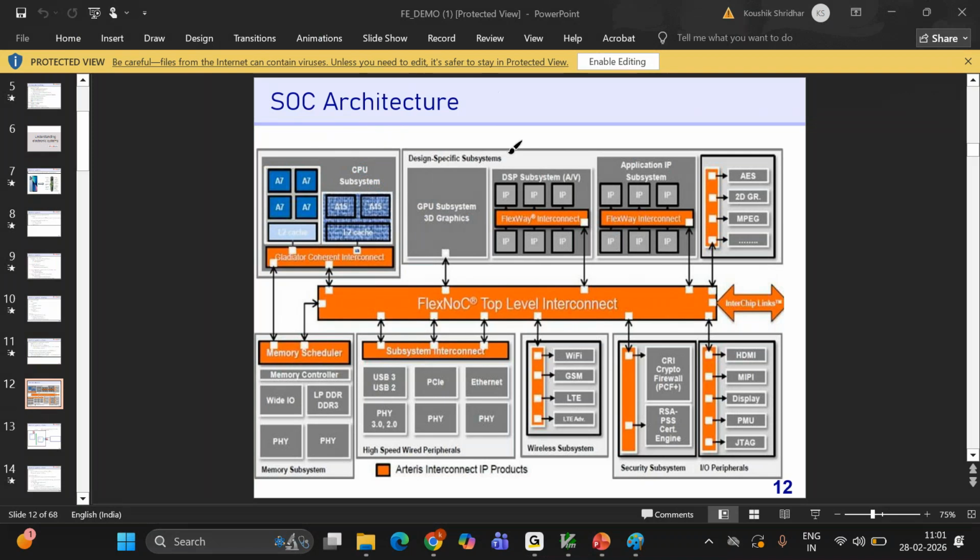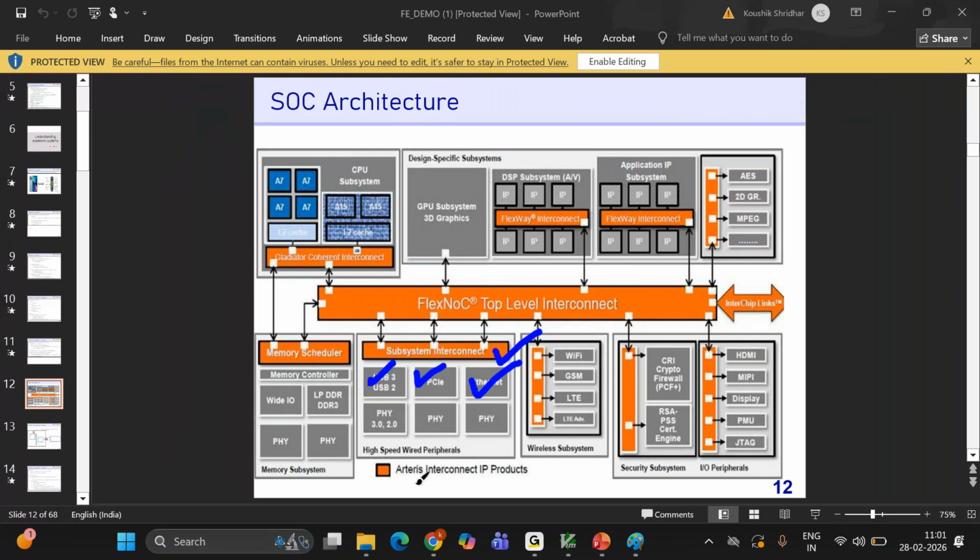Okay, then we have design-specific subsystems such as GPUs and DSP subsystems. Then we have something called the application IP subsystem, and some encryption subsystems, AES encryption, MPEG. Then we have memory subsystems with different types of memories, LPDDR, wide IO memories. Then we have subsystem interconnects, which are high-speed wired peripherals such as USB, PCIe, Ethernet MAC. These are all high-speed peripherals.